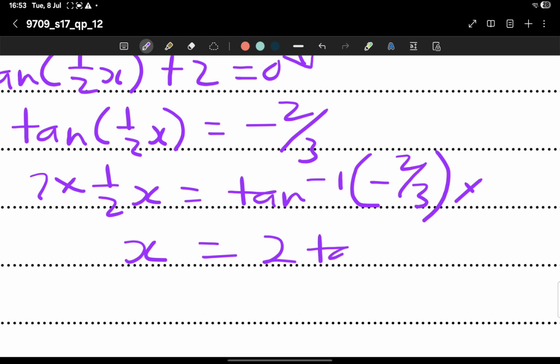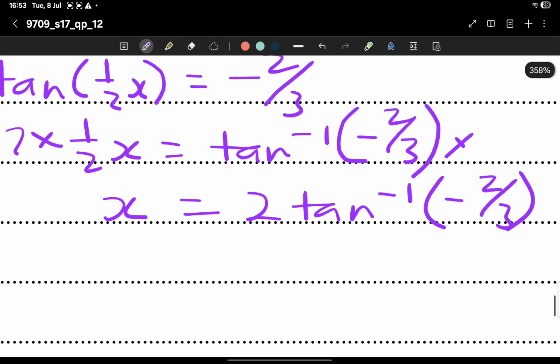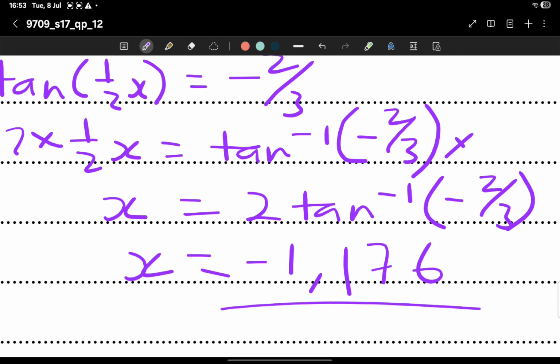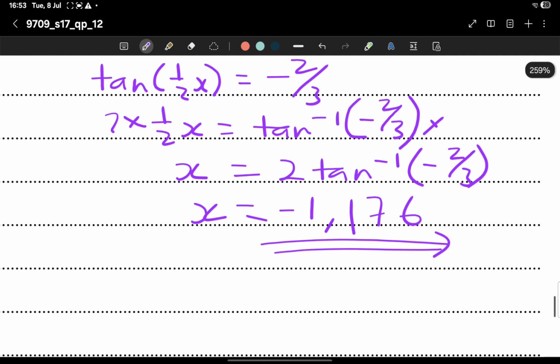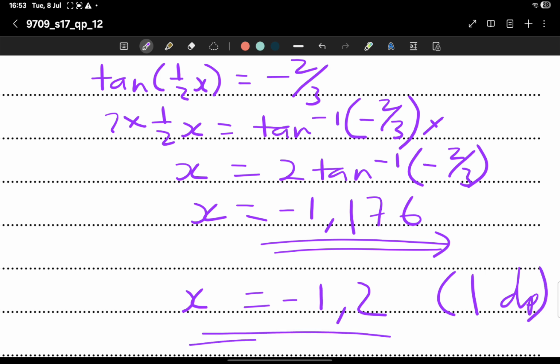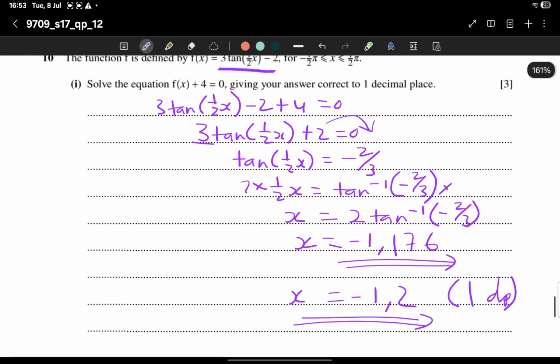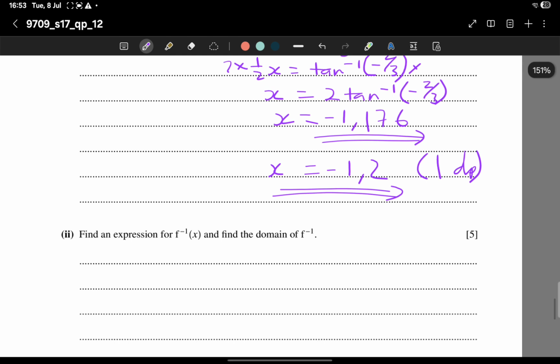So it will be 2 tan inverse of -2/3, like this, right? And if we punch in our calculators, this will be -1.176 for x. But since the question said correct to one decimal place, our x is going to be -1.2. This is correct to one decimal place, like that, right?